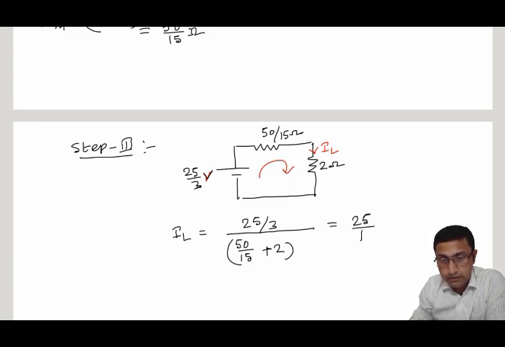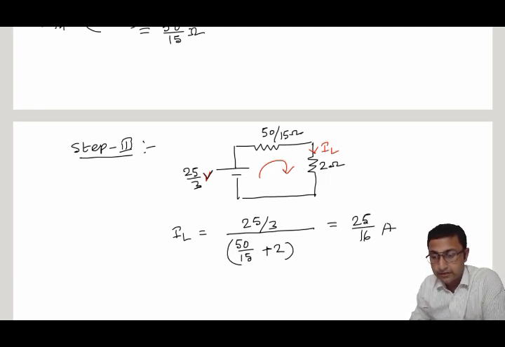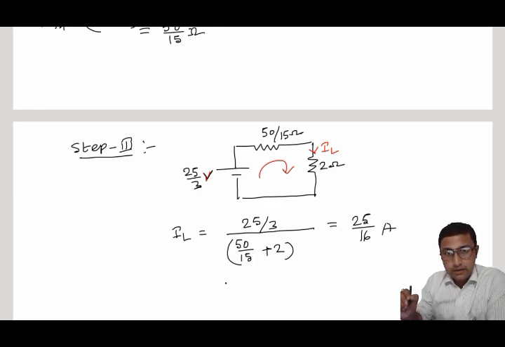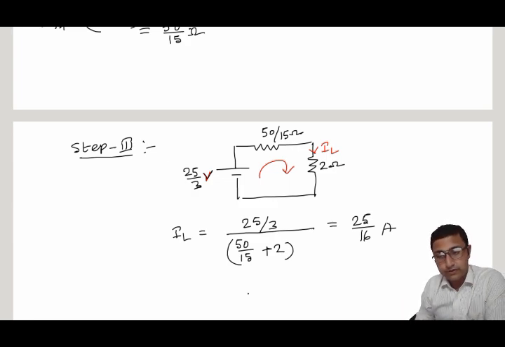So by calculating this, you will find your IL will be 25 by 16 ampere. Okay, so your IL will be 25 by 16 ampere. So this is the procedure for solving a network using Thevenin's theorem, right?